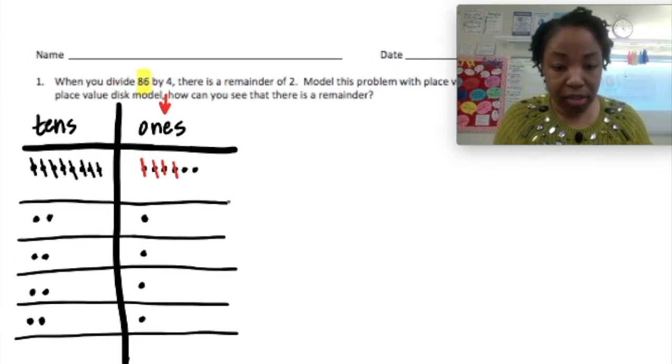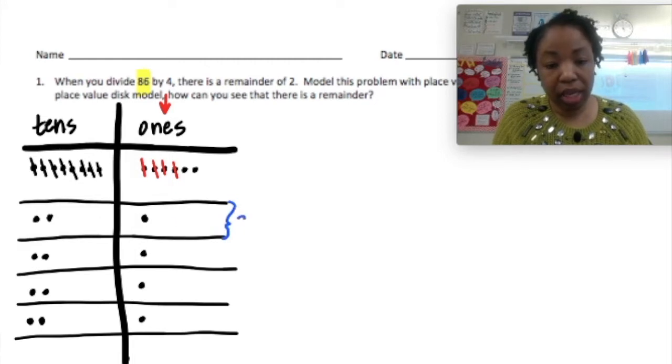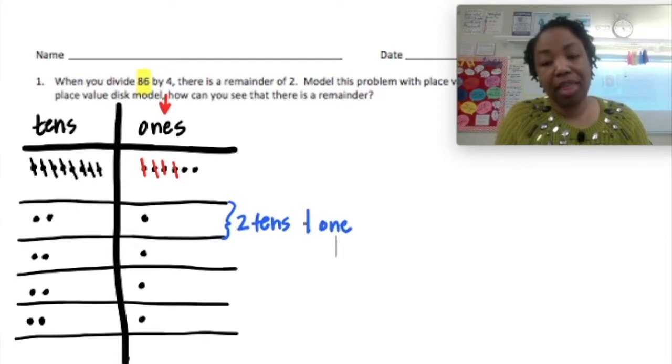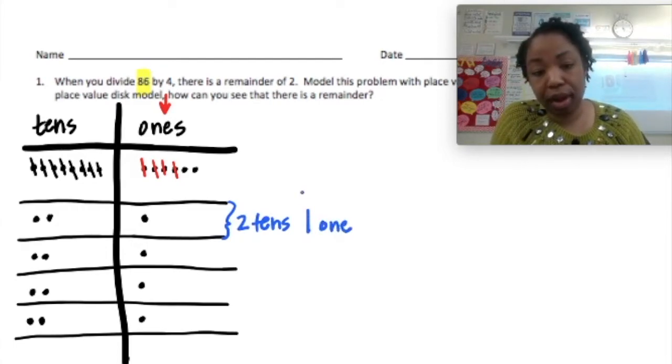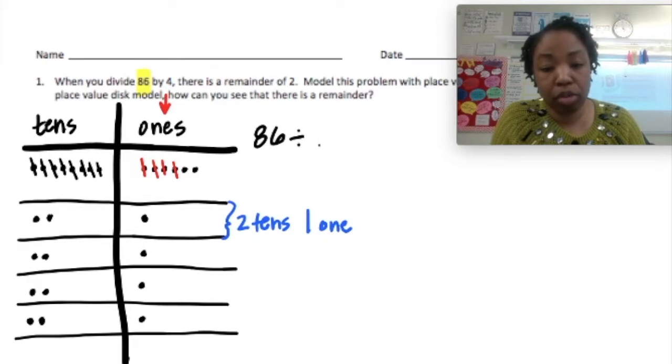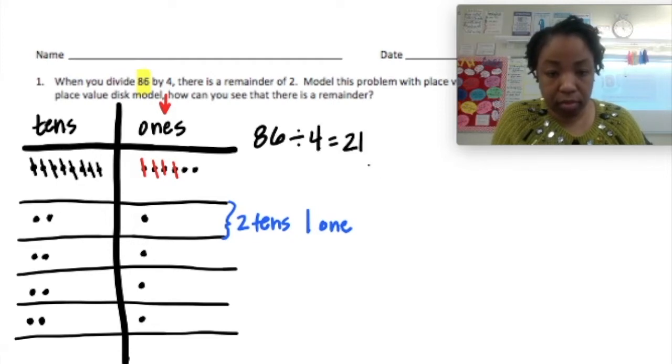So this 2 tens and 1 one, that is the quotient, right? That is the answer that I get when I do 86 divided by 4. 2 tens and 1 one equals 21. There are 2 ones from the total that we did not use, that aren't in a group. So that is the remainder.